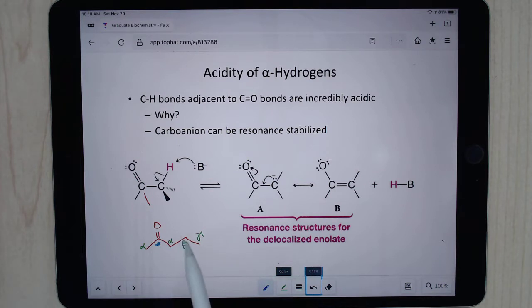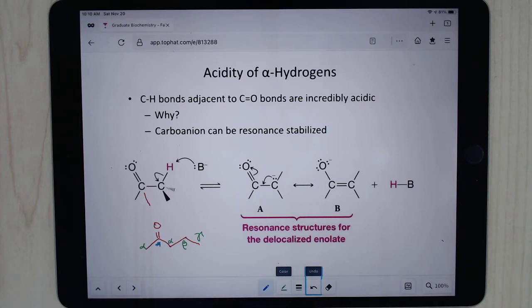So notice that if you were to try to remove the beta hydrogen here, right, you'd be too far away from the C double bond O to be able to get this resonance structure, right? The CH2 from the alpha carbon would be in the way. That's why it's just the ones that are adjacent to the C double bond O's. Those are acidic.